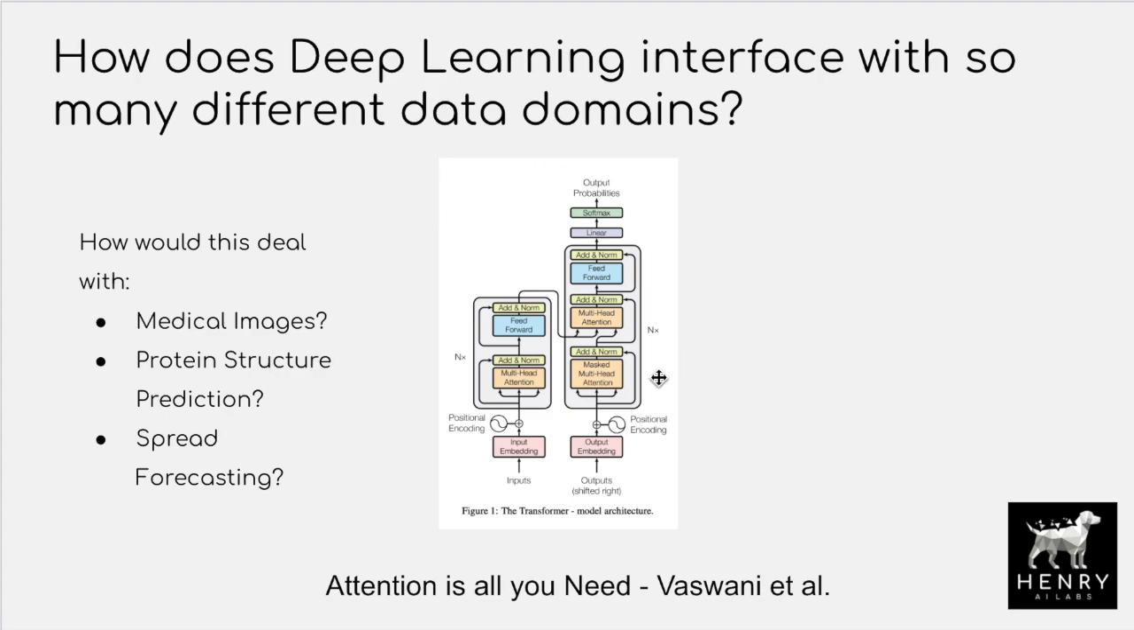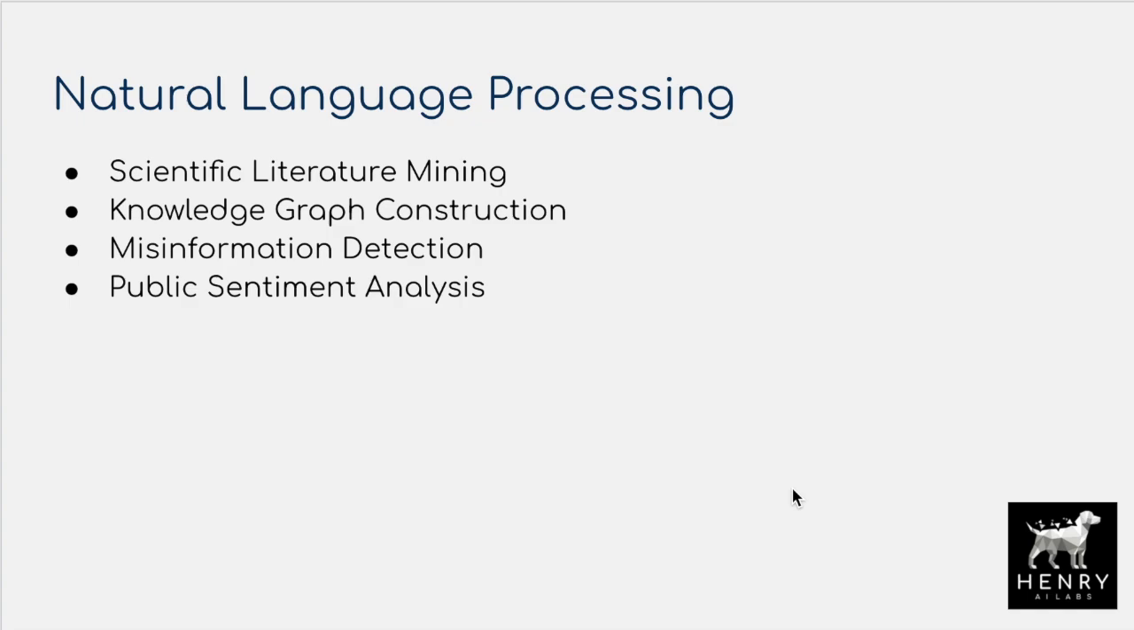But the transformer can process all these different data domains once they've been properly prepared as an input to this deep neural network architecture. We'll begin our coverage of the applications for COVID-19 with deep learning by starting with natural language processing. We'll review scientific literature mining, knowledge graph construction, misinformation detection, and public sentiment analysis.